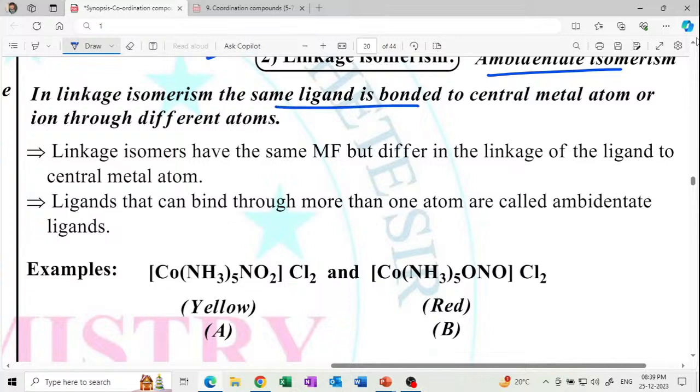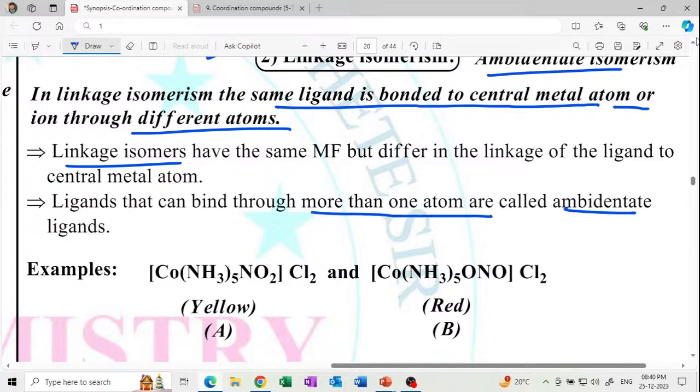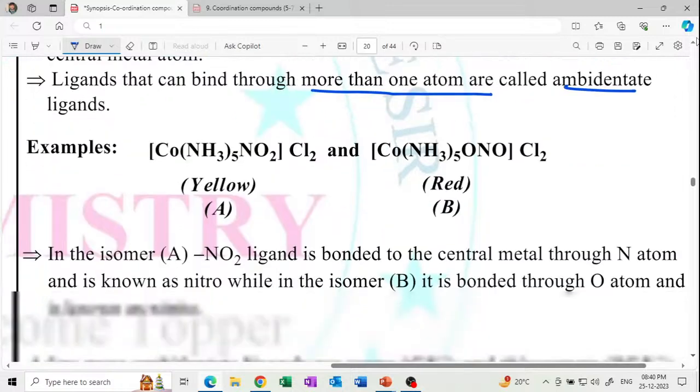Ligands, that is, the same ligand is bonded to the central metal atom or ion through different atoms. Same ligand through different atoms. So this is linkage isomerism. Get it? It is also called so: a ligand that can bind through more than one atom is known as an ambidentate ligand. So this is shown by ambidentate ligands.